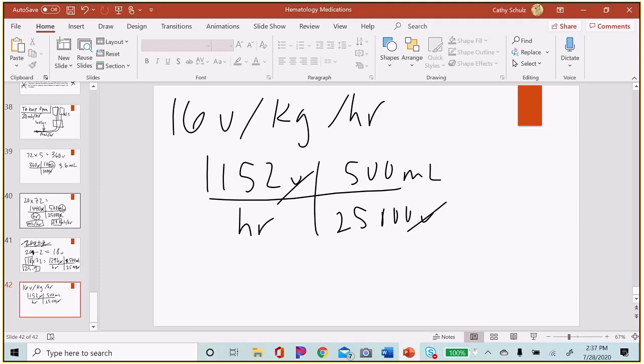So 1,152 times 500 divided by 25,000 is 23.04. So we will be running at 23 milliliters an hour.